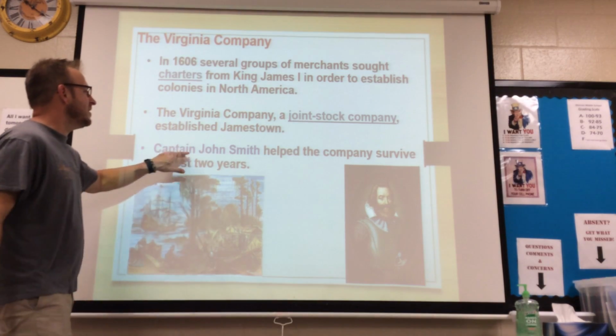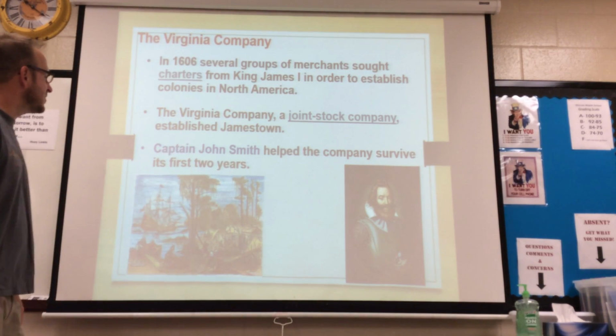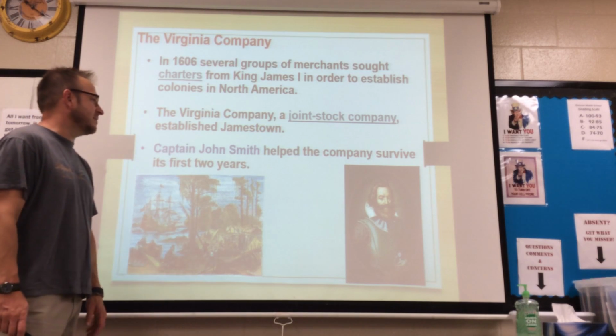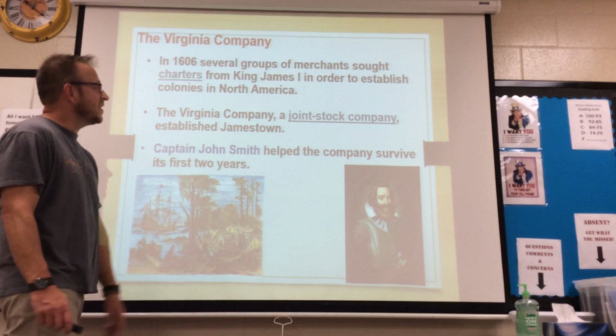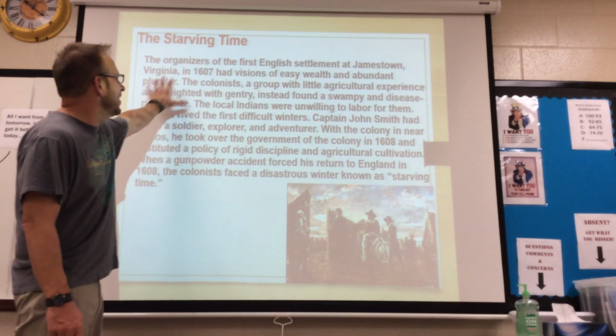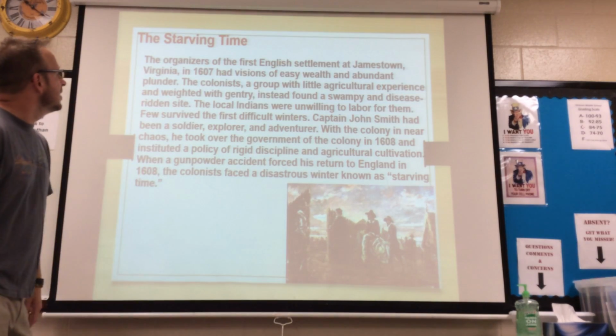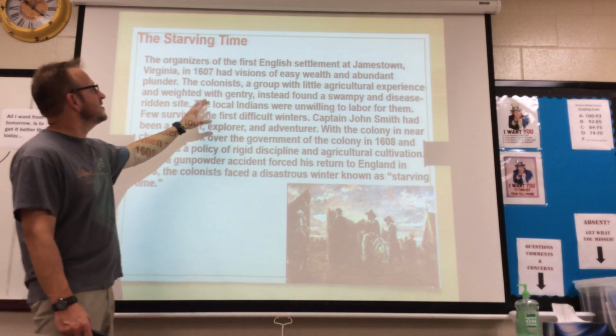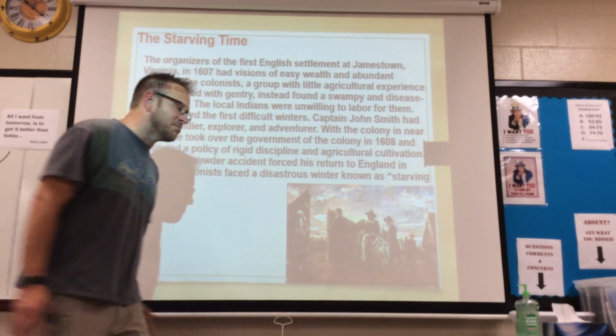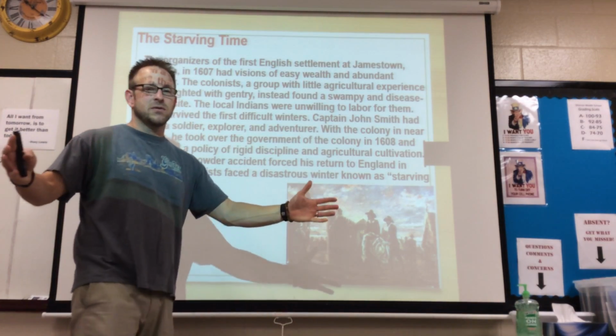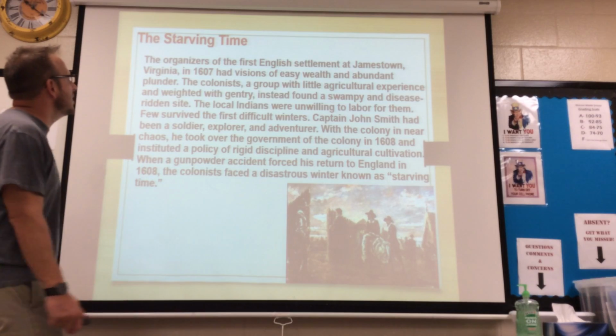Now, Captain John Smith helped out. He helped them survive the first year, a couple of years there at Jamestown. It was very rough, and we'll talk a little bit more about that. Now, this right here, let me put it to you in a nutshell. 1607, they had visions of easy wealth. They were going to get off this boat, and they were going to find gold. Just like that. They were going to be rich.